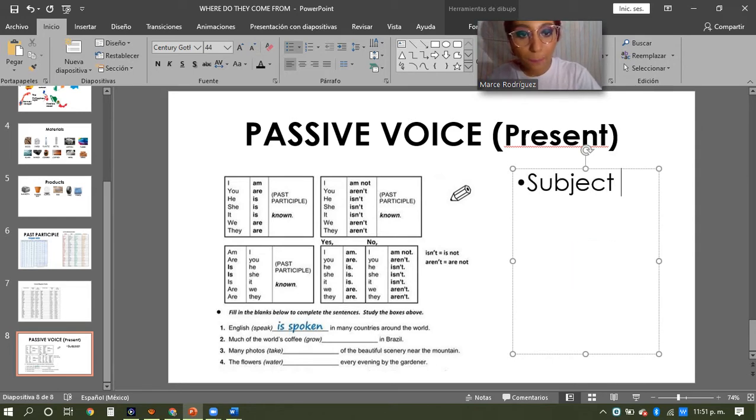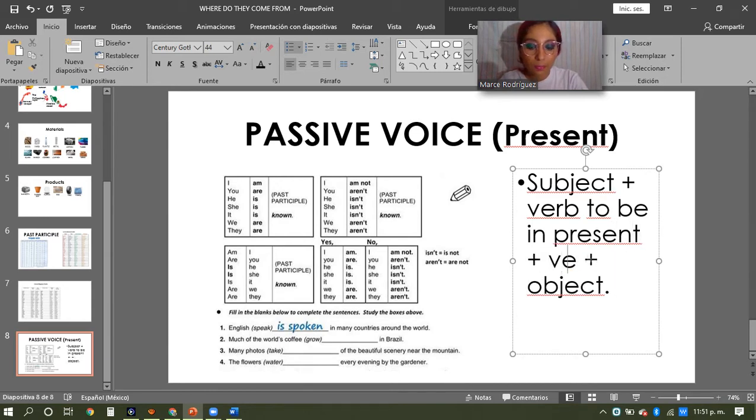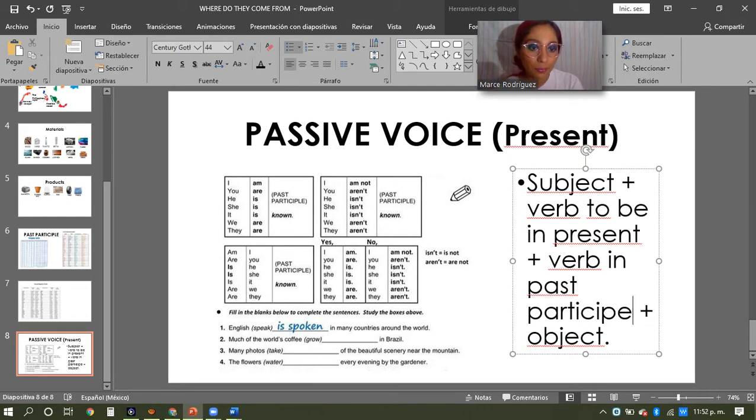Okay, the form of the passive voice is subject plus verb plus object. Okay, the object is the thing that receives the action. Es lo que recibe la acción. You know the subject is the thing or the person that does the action. Okay, here verb to be in present plus verb in past participle.